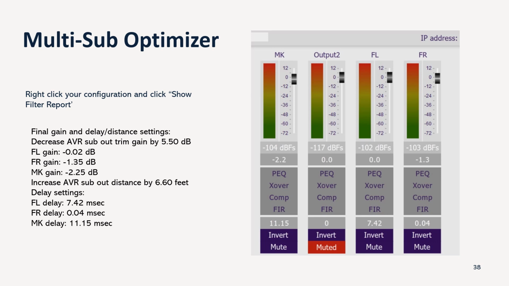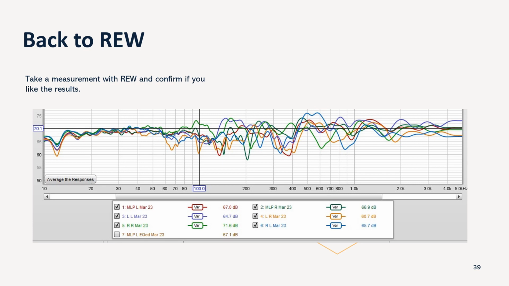So I have set it to minus 2.2 dB, and my delay is 11.15. So you need to do that. This entry has to be done manually, and then you click on the PQ here and you import the corresponding PQ. Now it's time to verify the results.